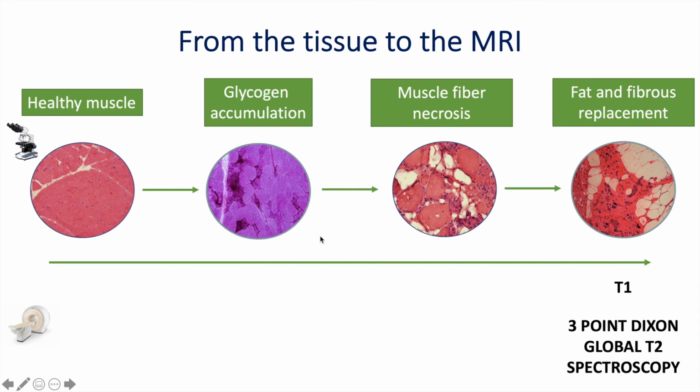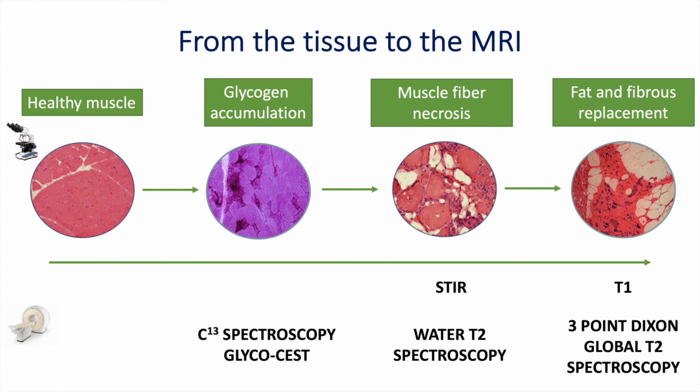And patients can start developing weakness when they are accumulating a lot of glycogen inside the muscle fibers because the muscle fiber cannot contract, or when they have a lot of injury. But I am missing this with the MRI if I just apply T1. So there are different ways of analyzing this. For example, if I want to study muscle fiber necrosis, I can use a sequence that is called STIR, or a sequence that is called water T2. If I want to study the accumulation of glycogen, I could in theory use a sequence that is called carbon spectroscopy that quantifies the amount of glycogen in the muscles.